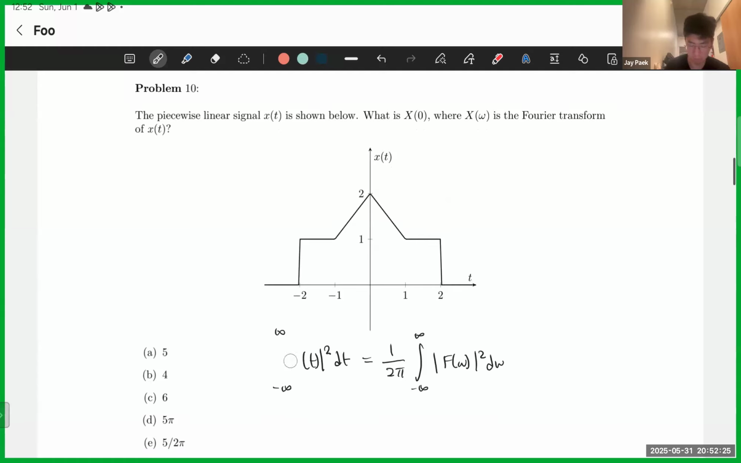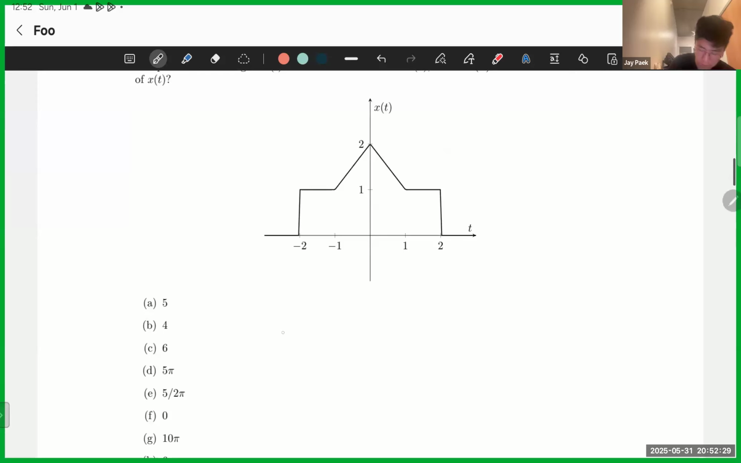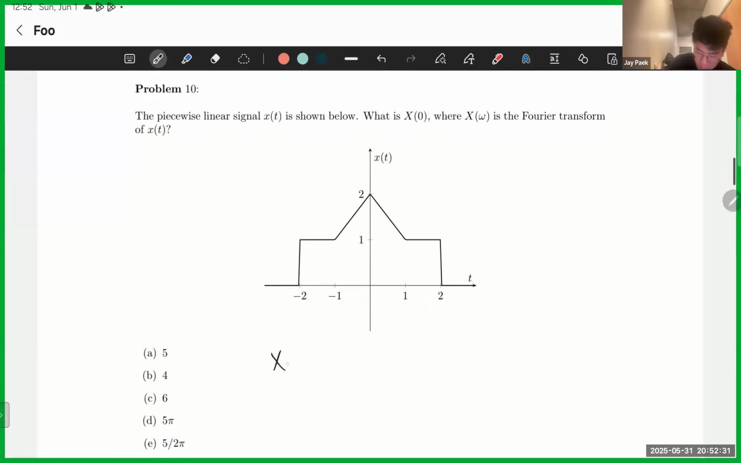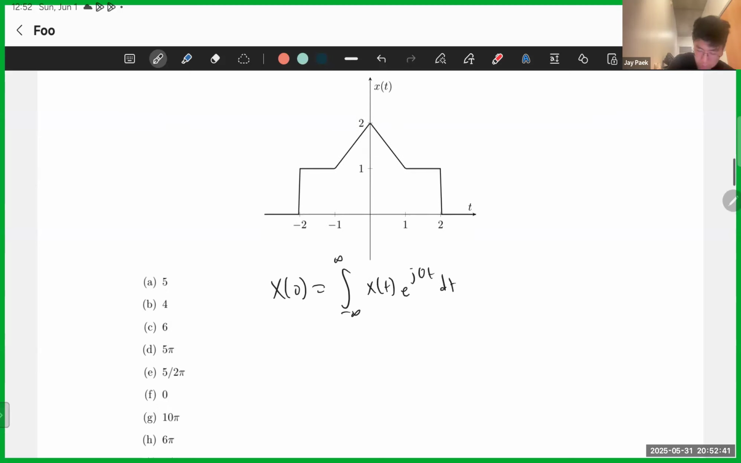Wait, what am I thinking of? Sorry, wrong one. I'm thinking of the exact wrong one. X of 0 is just precisely, what am I thinking? X of t, e to the j omega t, but omega is just 0. And so we know that this part just goes to 1.